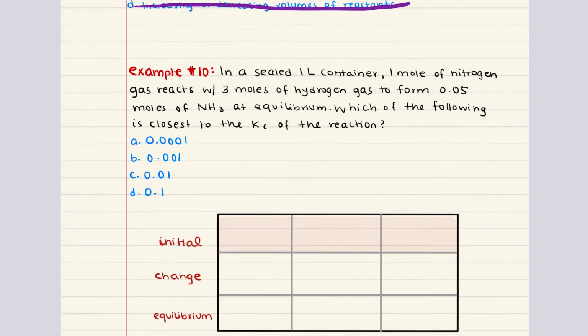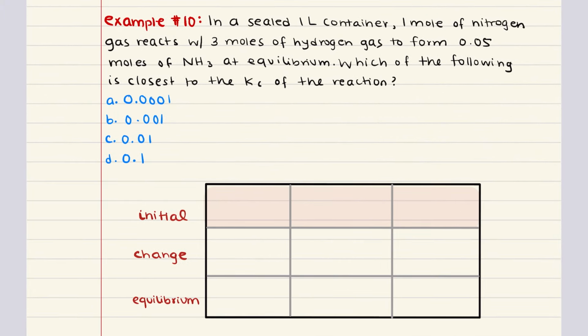Question 10 says in a sealed 1 liter container, 1 mole of nitrogen gas reacts with 3 moles of hydrogen gas to form 0.05 moles of ammonia at equilibrium. Which of the following is closest to the equilibrium constant of the reaction? So the first thing that you notice here is you're not given the balanced chemical equation. So that is the first thing that you want to do.